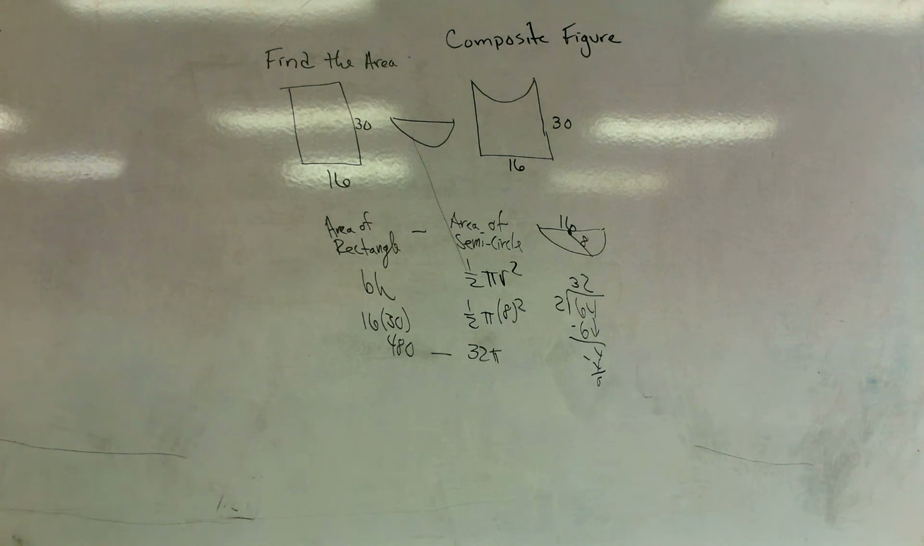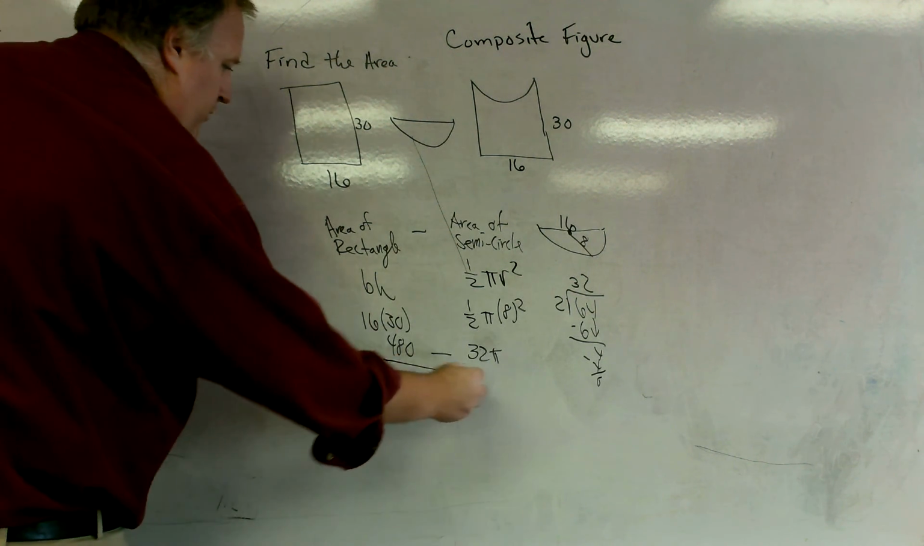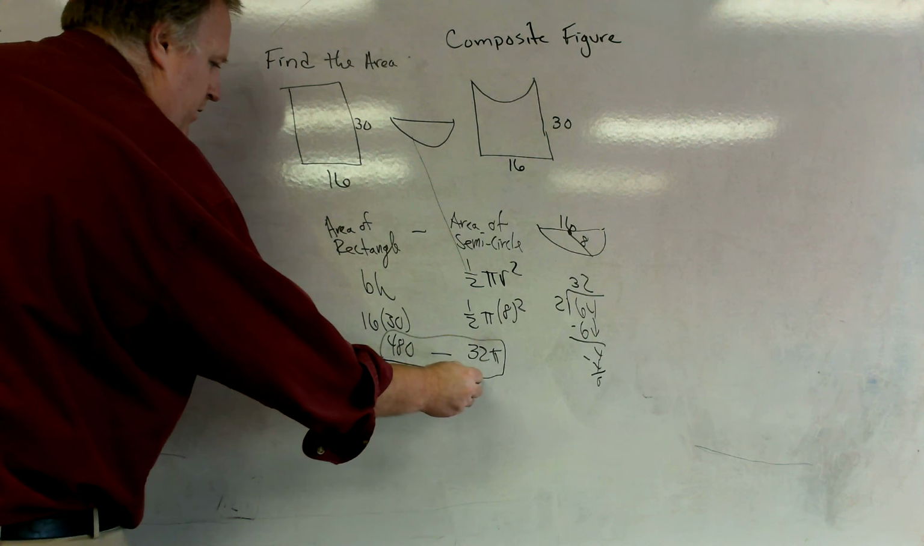So you may be asking yourself, so what do I do here? Well, the answer is just leave it alone. The answer is 480 minus 32 pi.